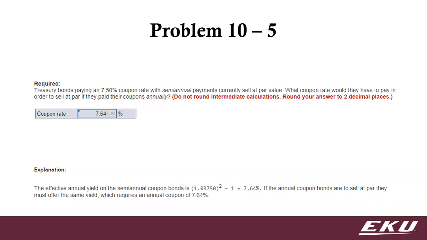Okay, and then problem 5 here. Again, we have a semi-annual payment, and we're trying to say what the coupon would be if it were being paid annually, right? This is the difference between a semi-annual compounded rate versus just an annual rate, right? And so it has to be a little bit higher for that compounding.